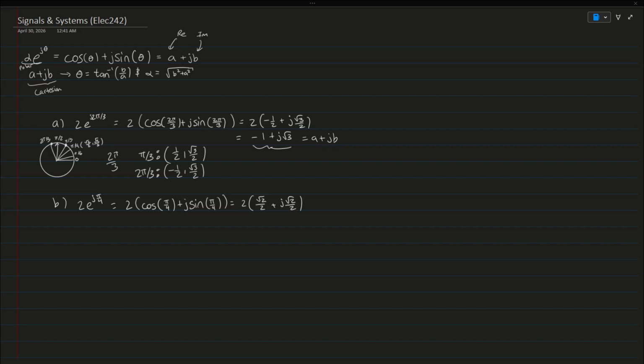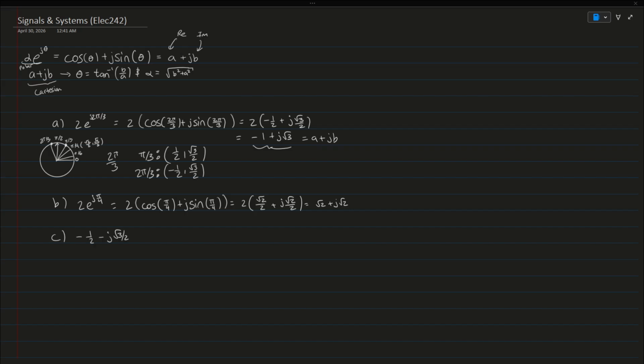In a lot of problems later on, the imaginary part does cancel out because they'll probably give you an angle where sine goes to 0, so pi or 2 pi or just k pi, and that'll always cancel out the imaginary part. But for now, you just need to know how to solve these. Pretty easy. We get root 2 plus j root 2.